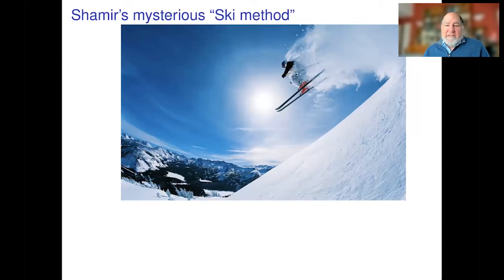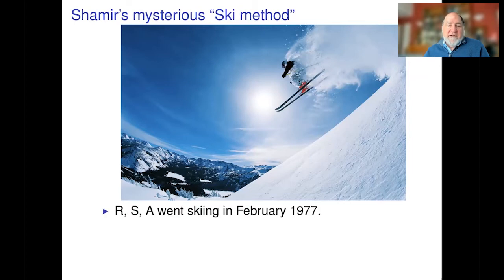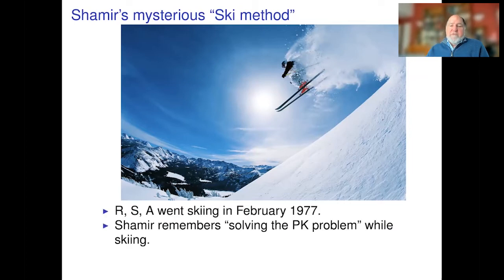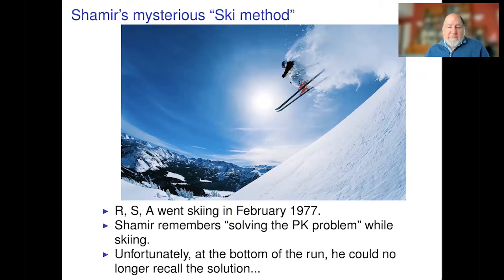We were up in Vermont and Adi was skiing, and he's at the top of the hill. It was February '77. He remembers solving the public key problem while skiing. But then when he got to the bottom of the hill, he couldn't remember anymore what the solution was. So we have no idea anymore what he thought of. Might have been the same as RSA. Probably it was a different scheme. Who knows? Maybe someday Adi will remember it.